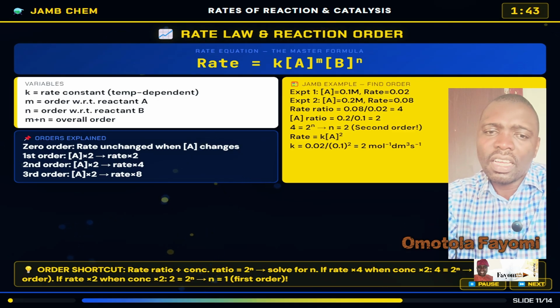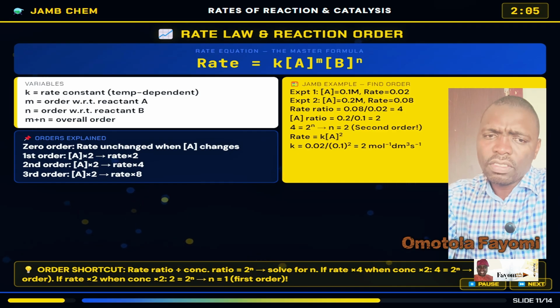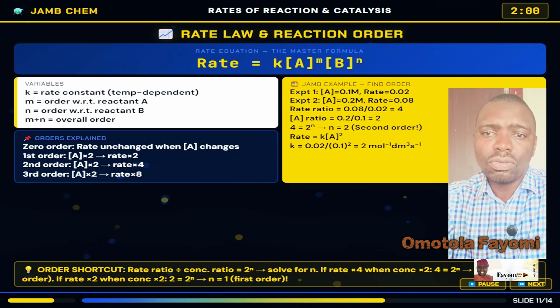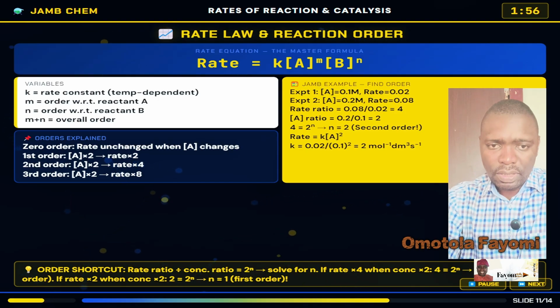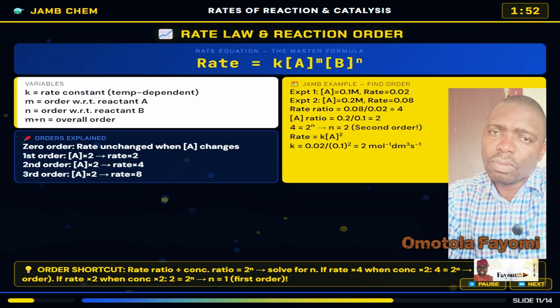For first order, doubling concentration doubles the rate. For second order, doubling concentration quadruples the rate because 2 squared is 4. For third order, doubling concentration makes the rate 8 times greater because of 2 raised to the power 3.